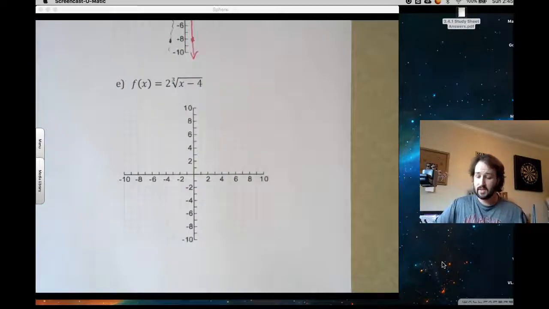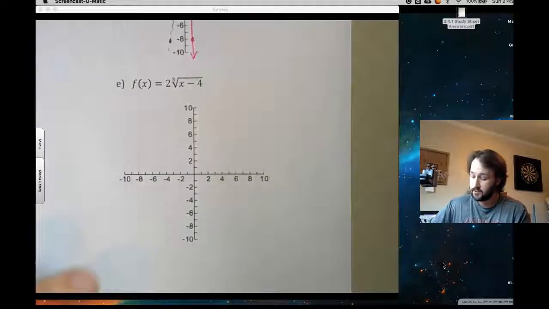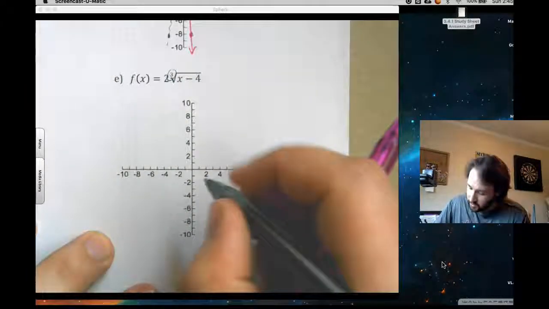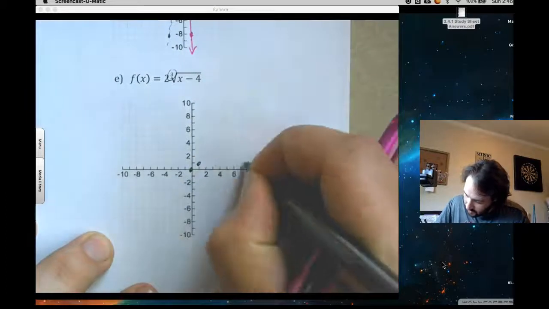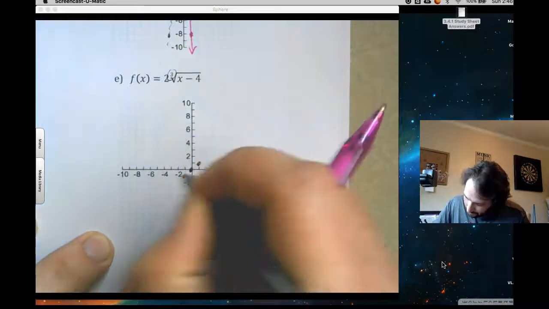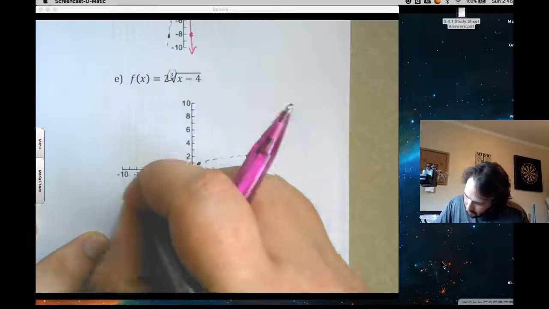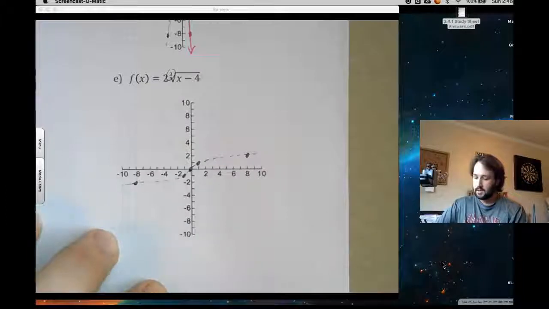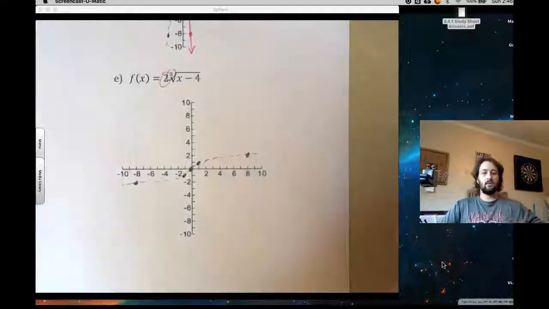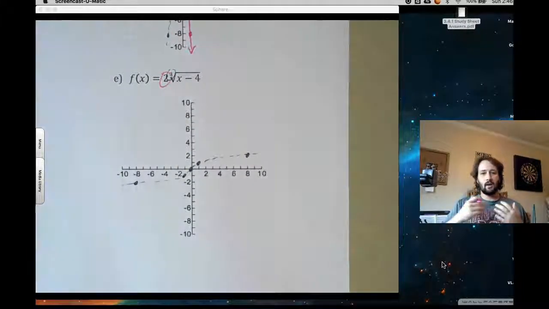All right, so now we're going to start getting into ones where it's actually moving as well as stretching and shrinking. With this one, the first thing I notice is I have a cube root. So I'll go ahead and put my cube root parent function. Right, so there's my cube root parent. Now there's a 2 on the outside, and when we are moving around functions, we still have to follow the order of operations. So we're going to multiply and divide before we add or subtract. So I need to stretch or shrink before I actually move that stretch or shrink around.